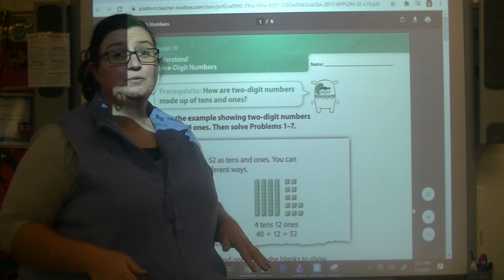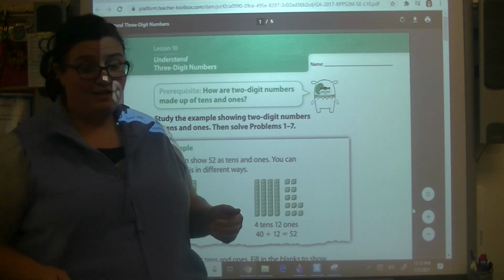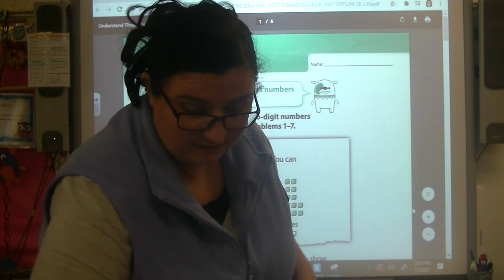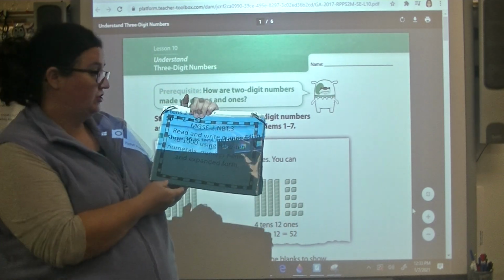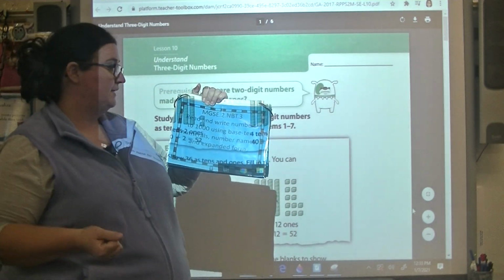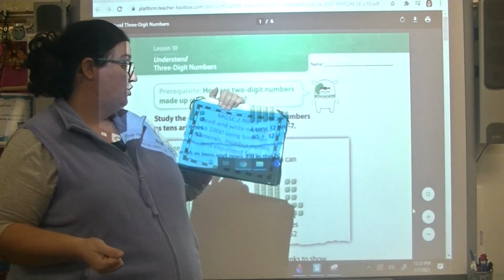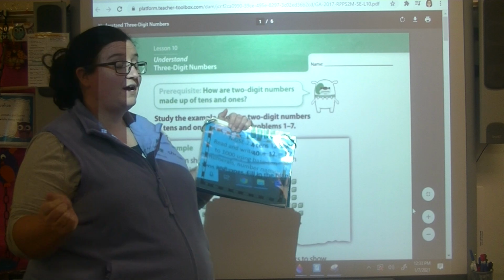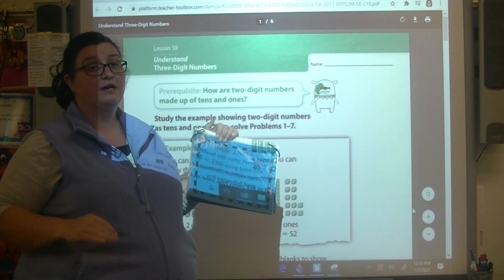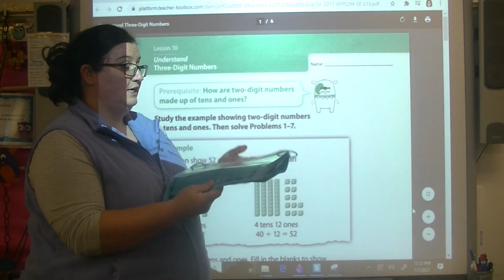Guys, let's continue with place value today. So our standards say that you are able to read and write numbers to 1,000 using base 10 blocks, numerals, number names, and expanded form. So we've learned how to do everything but the number names, which we will add next week.